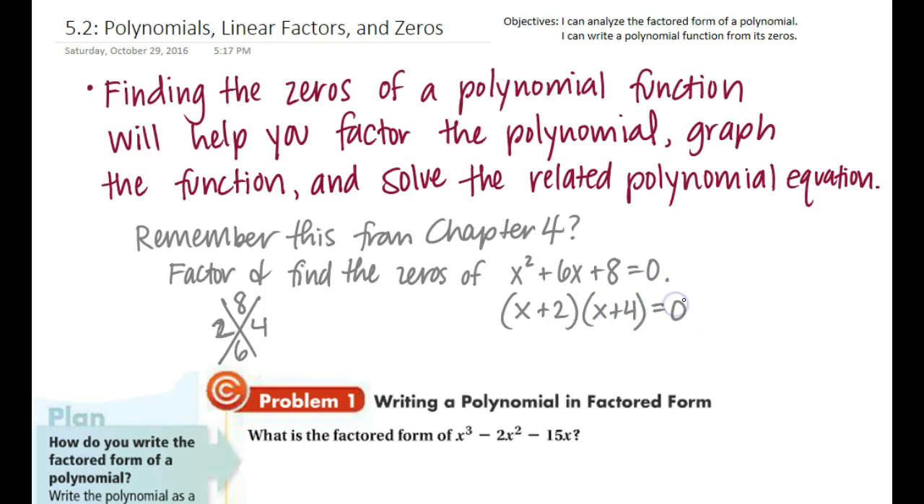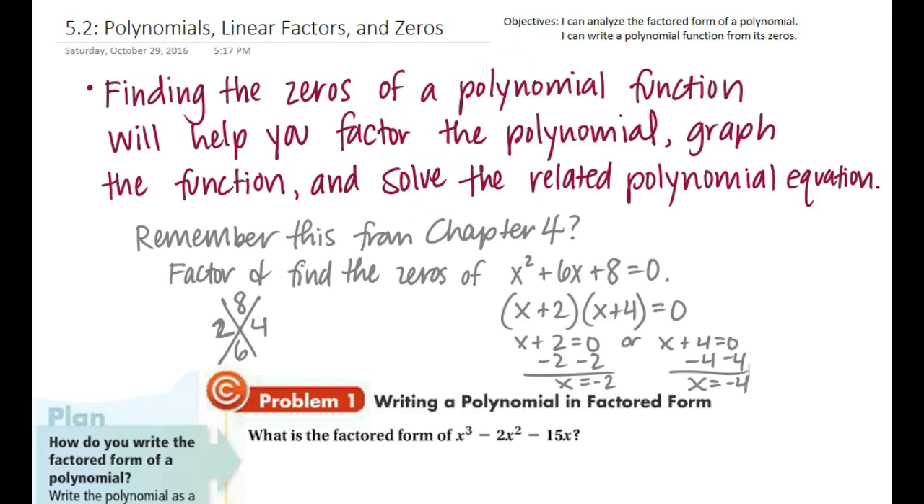Because the product equals 0, that means one of the linear factors is equal to 0. So what we did next was we used the zero product property, which says that if you multiply two factors that equal 0, one of them must be equal to 0. So we're setting each linear factor equal to 0 and solving. So that means the zeros for this particular quadratic function are -2 and -4.